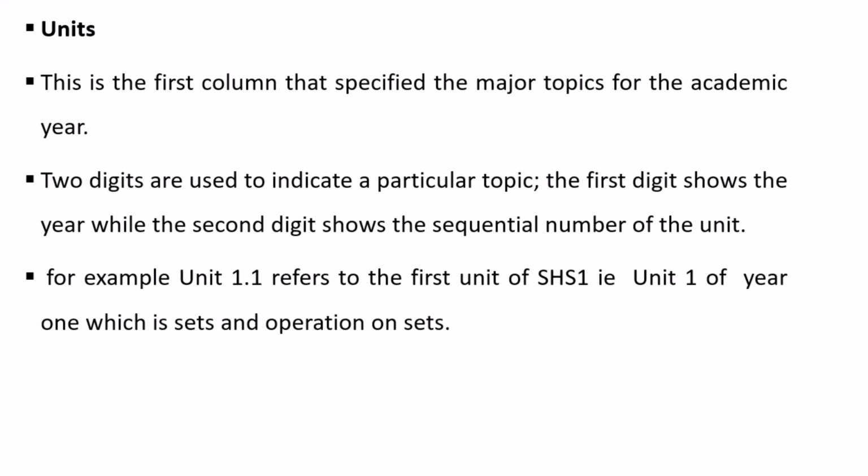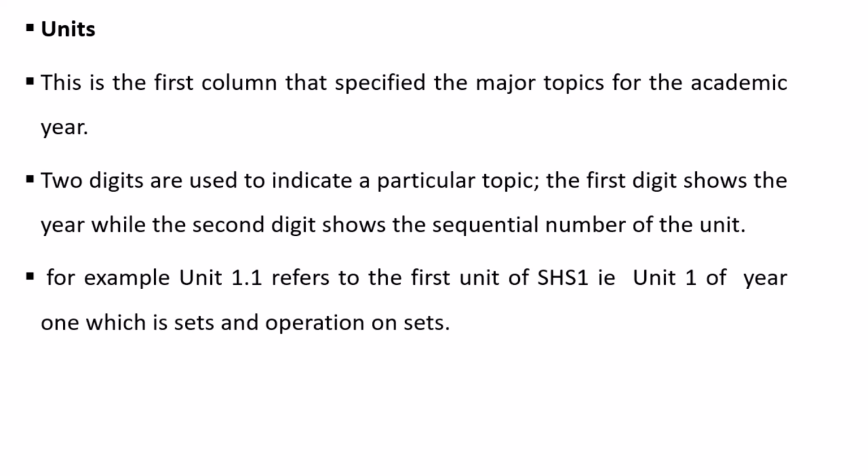So column 1, that's the first column. Let's talk about the unit. This is the first column. It specifies the major topic for the academic year. We normally write this one in 2 digits, and it is used to indicate a particular topic. The first digit shows the year, while the second digit shows the sequential number of the topic.